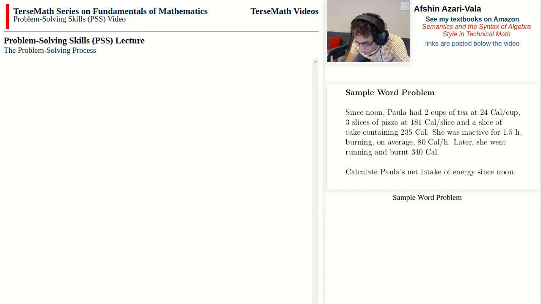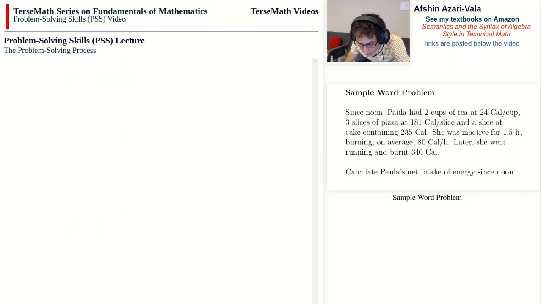Now, during the talk, I will be using this sample word problem as an example of how you go about thinking about problems and solving them. Let's just quickly read it once. The sample word problem says that since noon, Paula had 2 cups of tea at 24 calories per cup, 3 slices of pizza at 181 calories per slice, and a slice of cake containing 235 calories. She was inactive for 1.5 hours, burning on average 80 calories per hour. Later, she went running and burnt 340 calories. And the problem now says, calculate Paula's net intake of energy since noon.